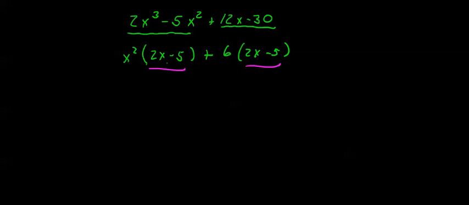So we then have that common factor in the parentheses that's the same, 2x minus 5, and we're left with x squared here plus 6. Okay? 2x minus 5, x squared plus 6. All right, I'm going to give you one more example, and then I want you to try to do that on your own.